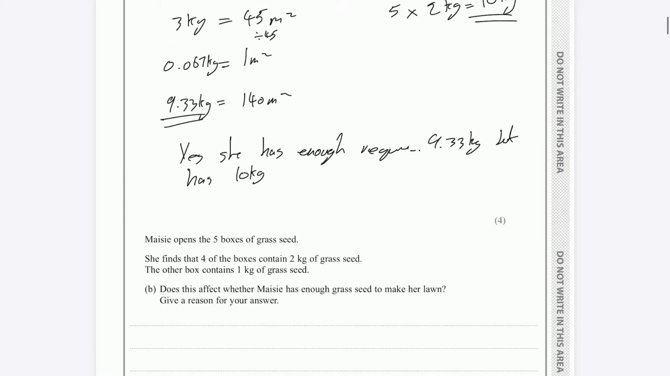So the next part of the question, she opens the 5 boxes and finds that one of them has 1 kg and the rest have 2. So that means there's 4 boxes with 2 kg, which becomes 8 kg altogether. And then there's 1 box with 1 kg. So that's going to be a total of 9 kg. Does this affect whether she has enough grass?